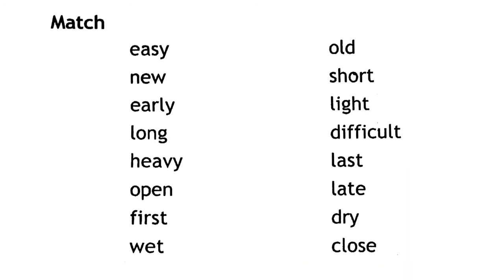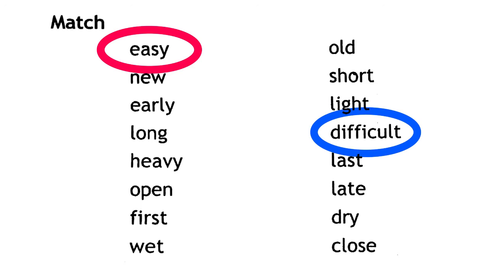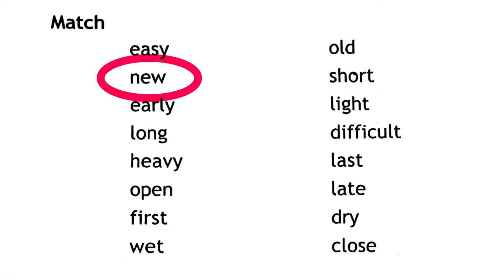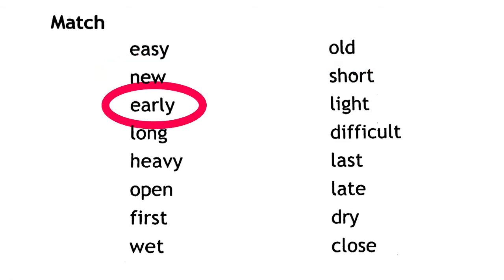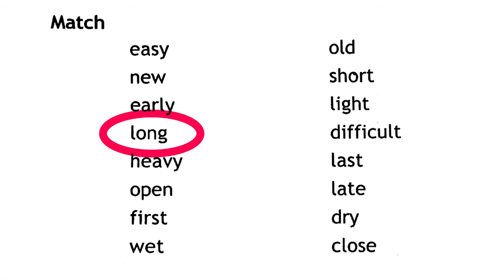Okay, so I will just do the first few for you. After that you have to do it on your own. So let's see the word easy. What is the opposite of the word easy? Difficult. Easy, difficult. Okay. Then new. What is the opposite of the word new? It's the word old. Then early. What is the opposite of early? It's late. Early, late. Then long. What is the opposite of long?